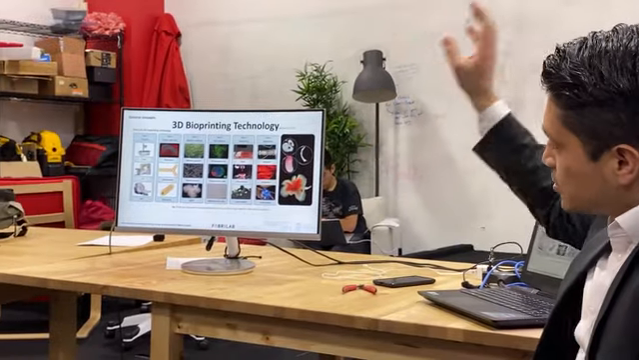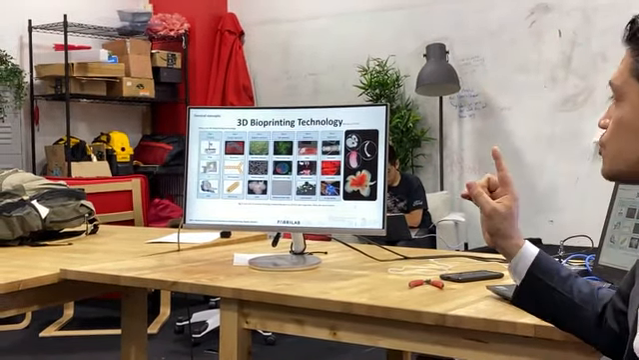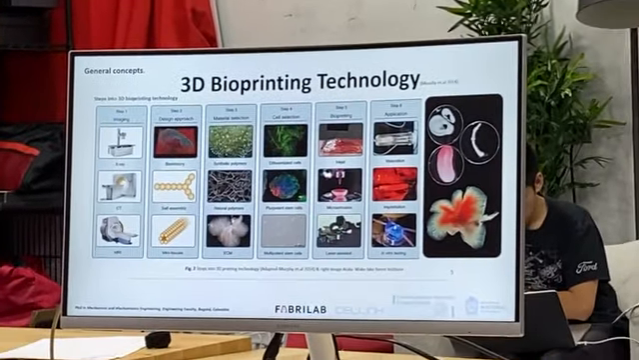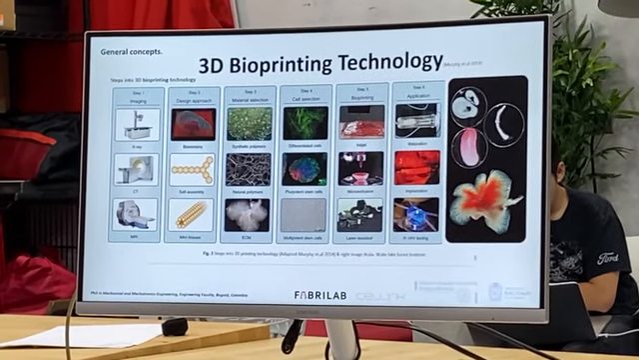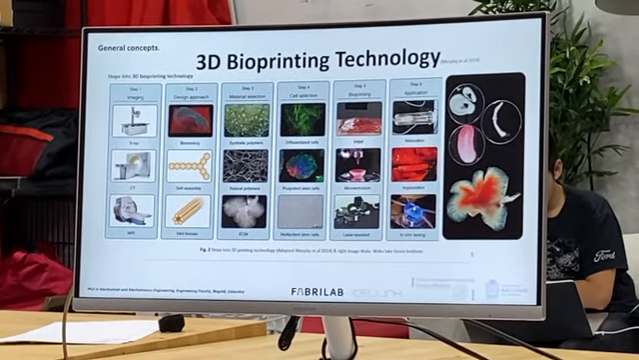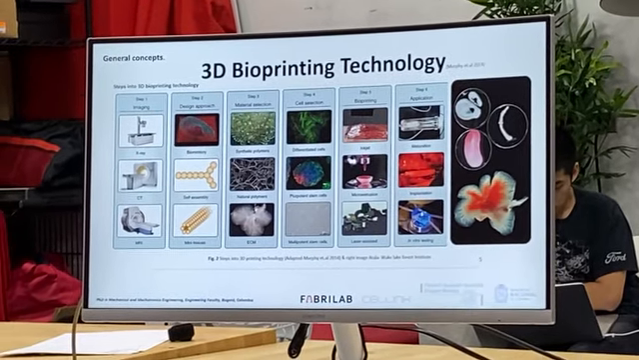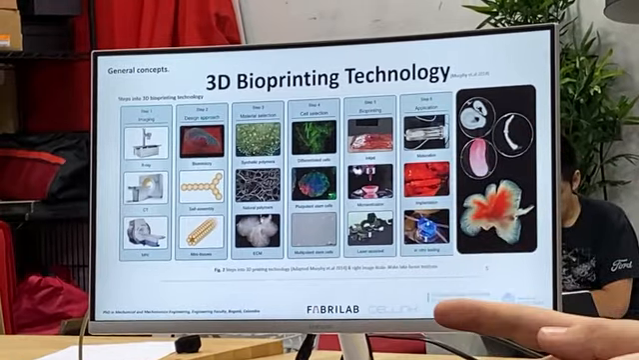Then you can select the cells that you're going to use, mix them with the biomaterial. You can select cells that are already differentiated, pluripotent cells or multipotent cells. So that means that you can know exactly what kind of tissue you can print.